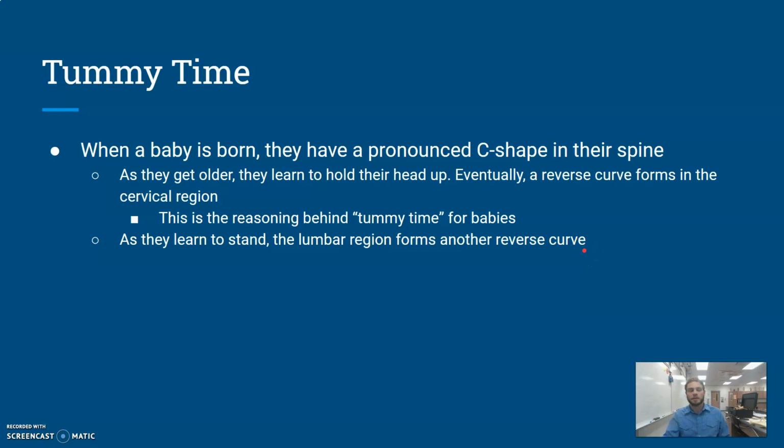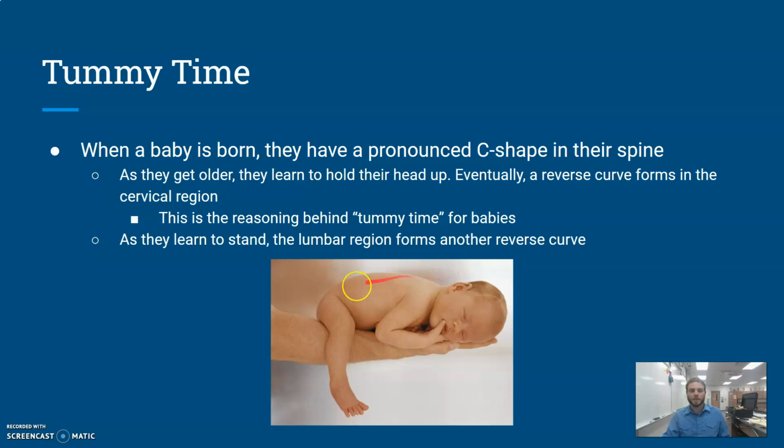As those babies begin to stand, as they begin to walk, their lumbar vertebra begin to bear more weight, and you start to get another secondary curve right there. But here you can see that C shape in the newborn spine just from being in the womb for 9 months.